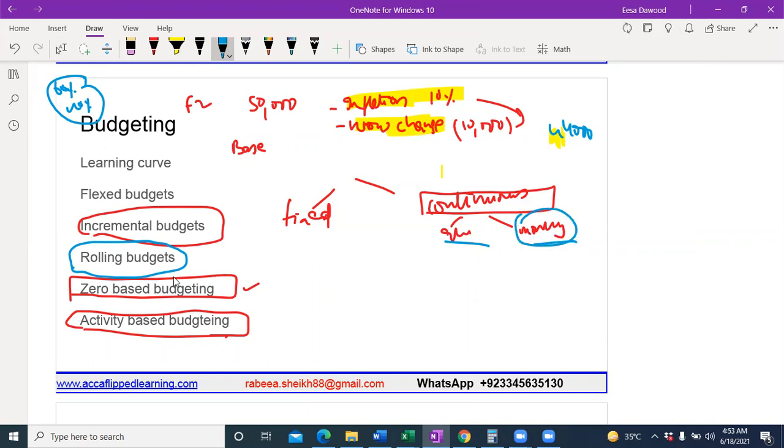So I can prescribe an incremental budget for a stable business, but I cannot prescribe a rolling budget for a stable business. And for a dynamic business, this would be the best one.